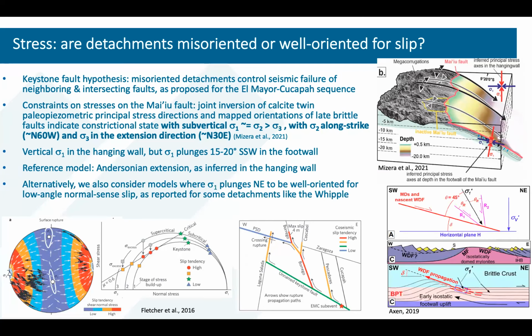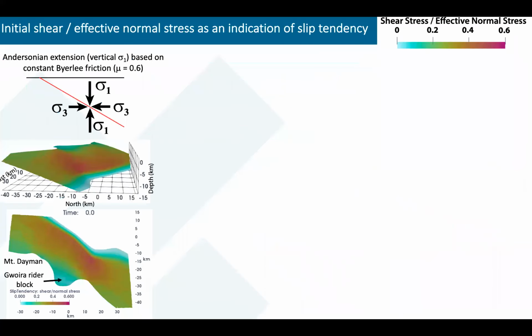And finally, the other scenario that we test in terms of the applied stresses is what I mentioned early on. One of the models for how low angle normal faults continue to slip is that the sigma 1, the principal stress, is actually rotated to be well aligned for slip. So if sigma 1 dips more parallel to the fault surface, then this fault could remain active at lower dips than expected. And so we wanted to test all of these different stress scenarios with dynamic rupture models and see what kinds of earthquakes result from those.